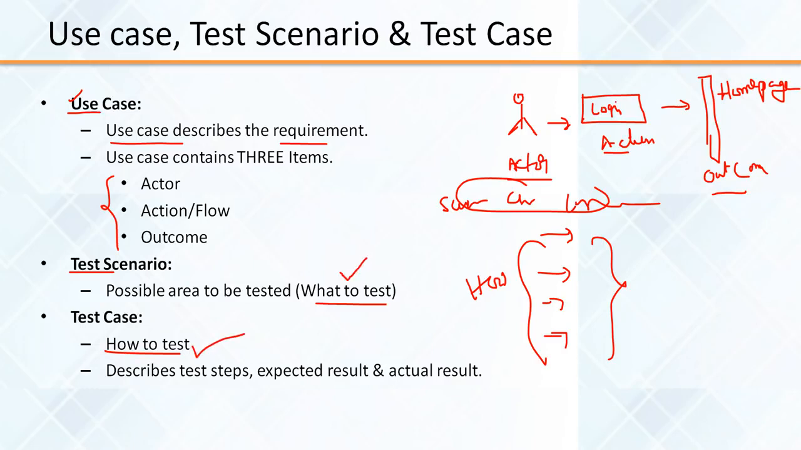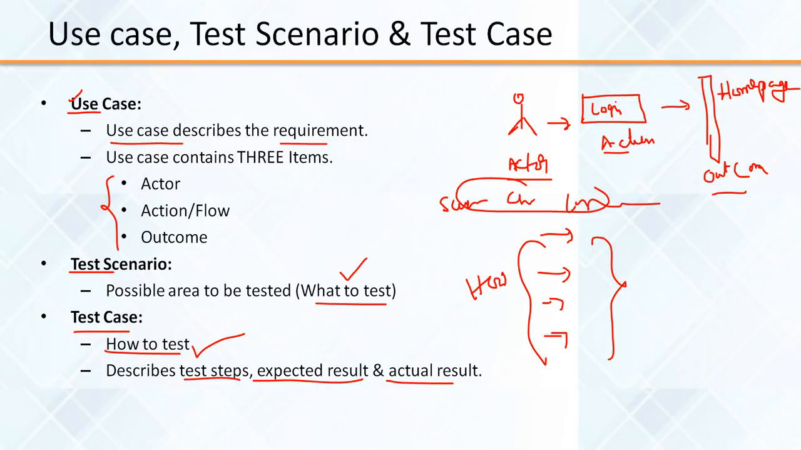A test case describes test steps, expected result, and actual result. If both are mismatched, then we will report it as a defect. Okay, so this is very important from an interview perspective also. What is the difference between use case, test scenario, and test case? A use case describes the requirement. It contains three parts: actor, action, and outcome. A test scenario is a possible area to be tested. The main focus is what to test.